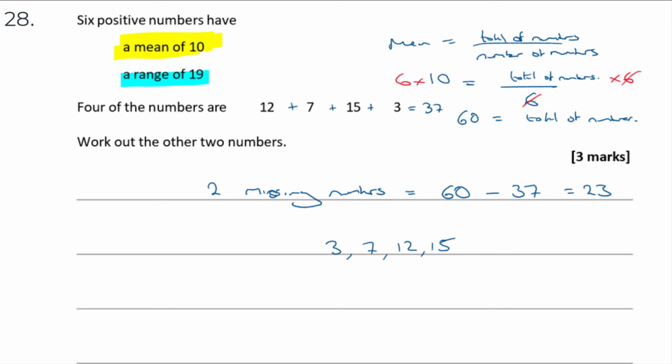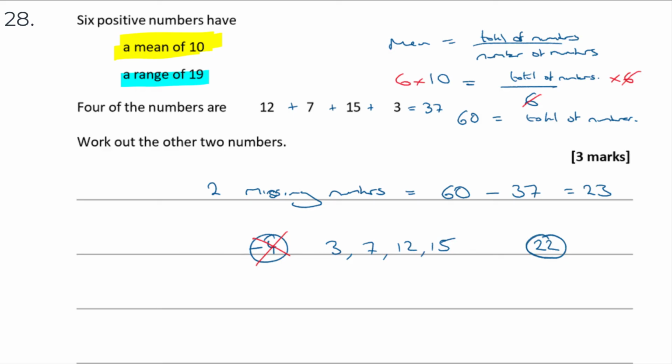Now the range is 19, so the highest number is going to be 19 more than the lowest number. That could mean I've got a 22 as my highest number, or I suppose it could mean that 15 was my highest number and my lowest number is going to be 19 less, which would be -4. So is it going to be -4, or is it going to be 22? Well, it can't be -4, because if they add up to 23, then the other number must be 27. So 27 and -4 make 23. So that one's out. It could be 22, couldn't it?